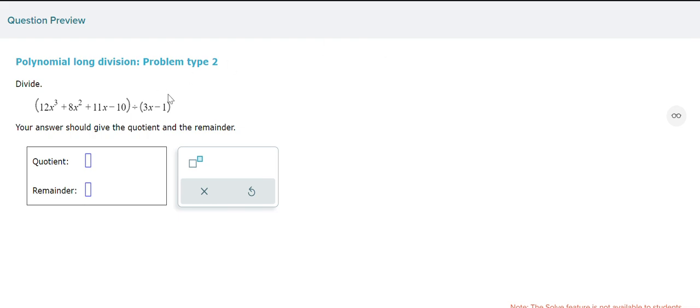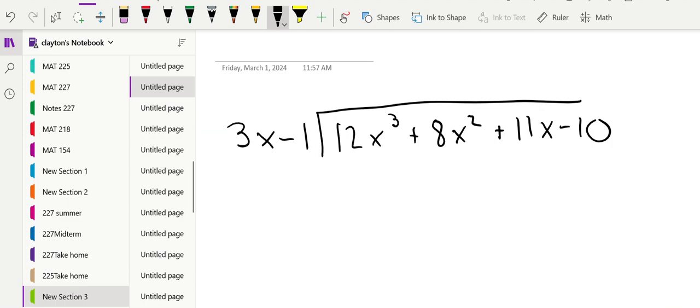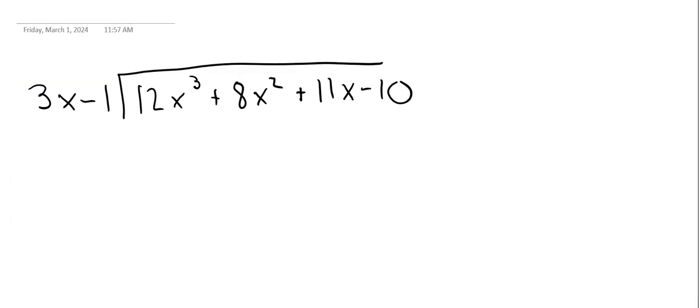So we have polynomial long division, right? So let me jump over to my whiteboard. All right, I already got it all written out for you. And let's jump into it.